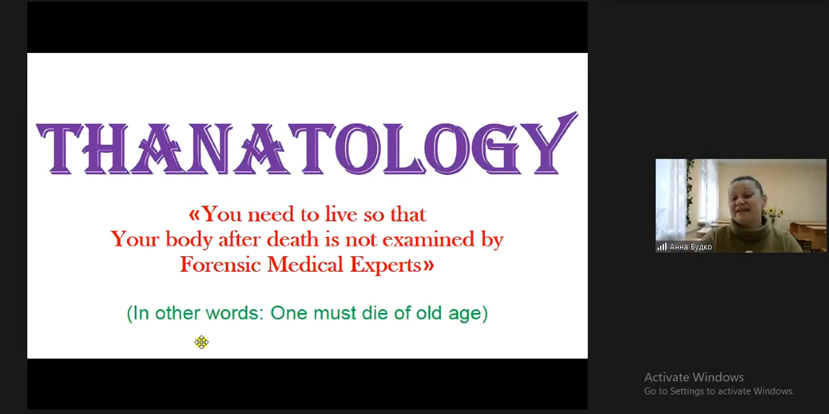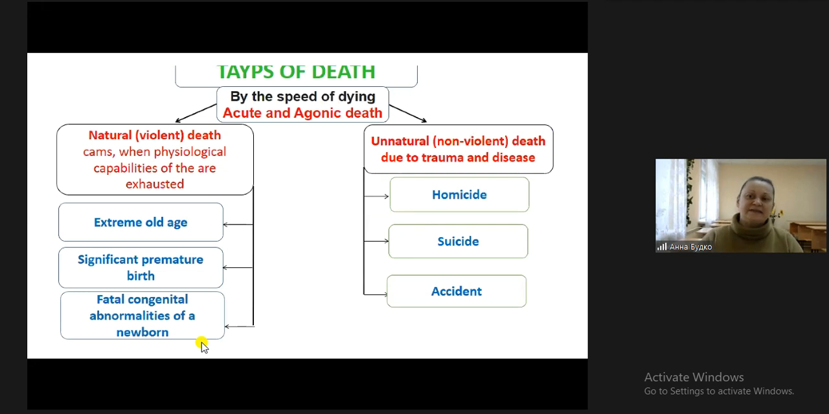Thanatology topic, and you need to leave so that your body after that is not examined by a forensic medical expert. If we take another situation, one must die of old age. So, my dear friends, thanatology.